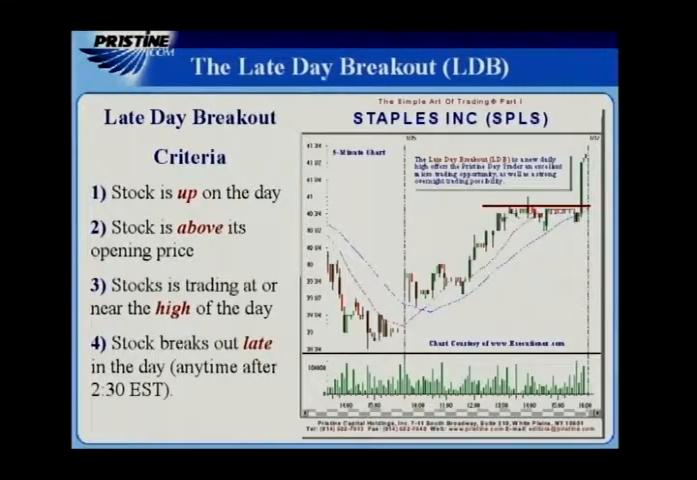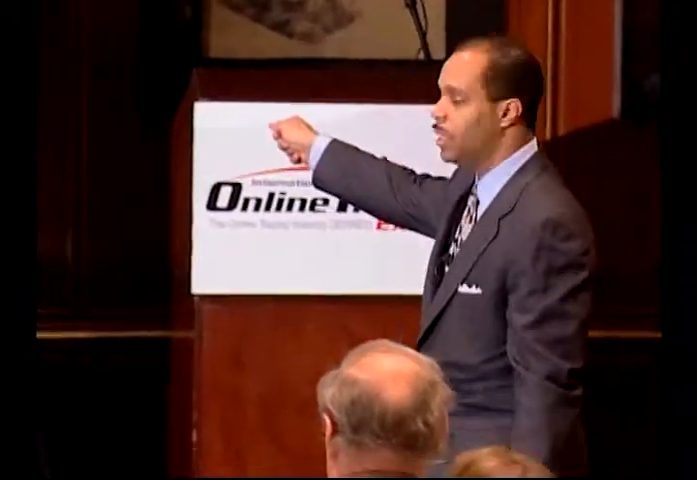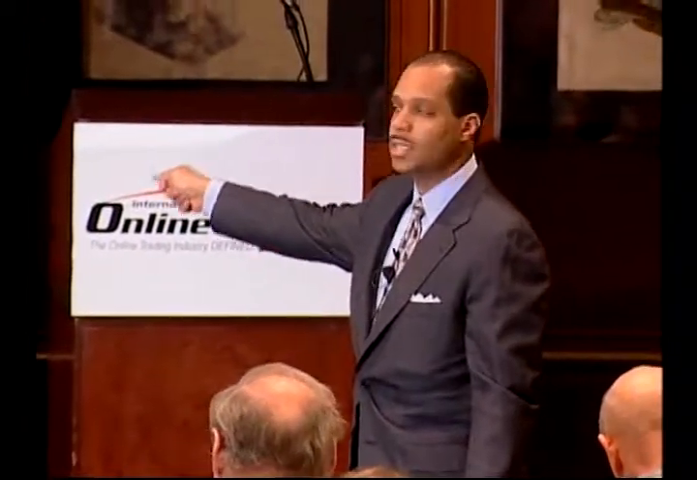Here's the criteria again. Criteria 1, up on the day. Criteria 2, the stock is above its opening price. Here's the open. Now the stock's here. The stock is trading and basing at or near the high of the day. It's an indication of strength. Sometime late after 2:30 Eastern Standard Time, the stock breaks to a new daily high. This stock has done nothing but continue the first move.